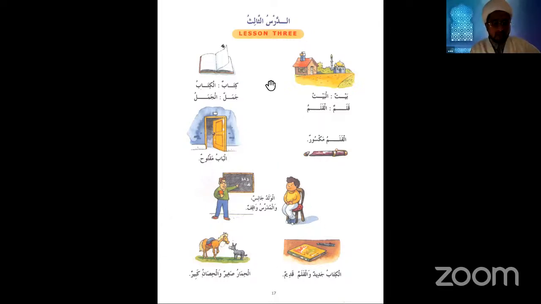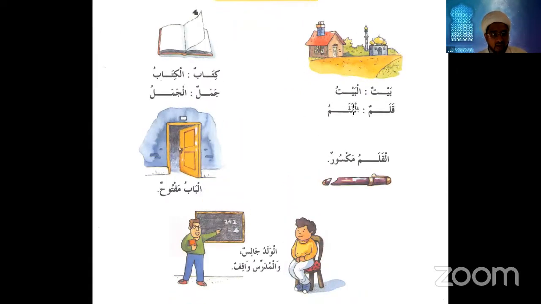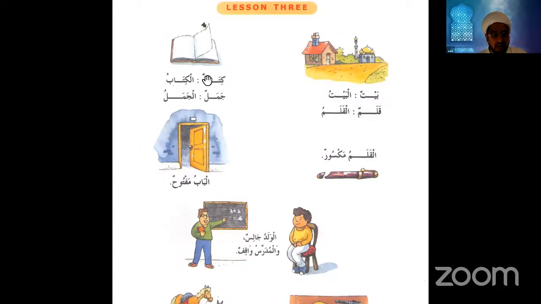Next. Okay, let's start now. Bismillahir Rahmanir Rahim. Ad-darsu thalithu. So we are doing this lesson now. Now it says baytun means a house. Al-baytu, the house. Qalamun, a pen. Al-qalamu, the pen. Kitabun, a book. Al-kitabu, the book. Jamalun, a camel. Al-jamalu, the camel. So first we're teaching the difference between definite, which is al-baytu, and indefinite, baytun, meaning a house.